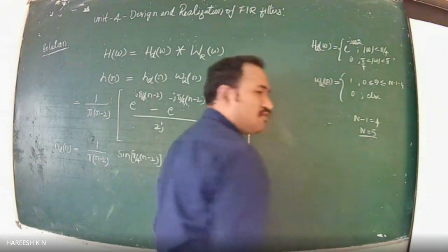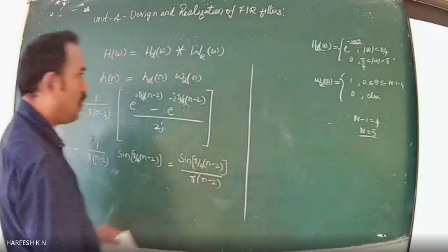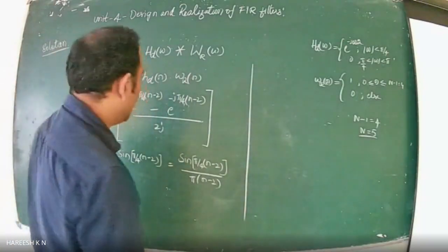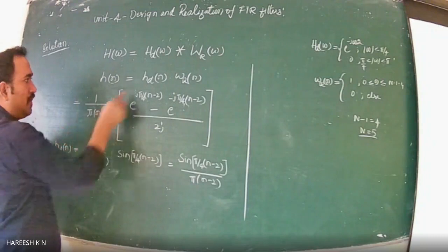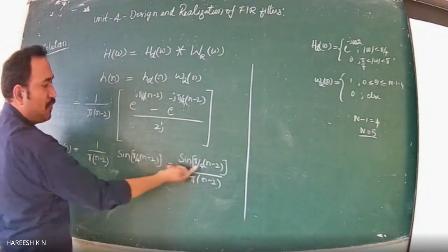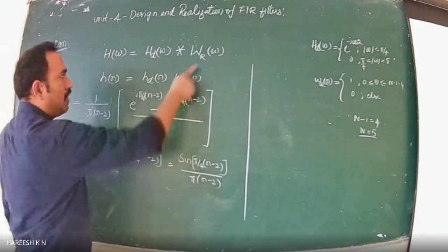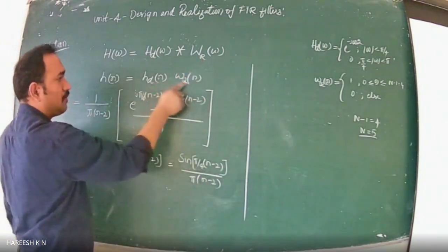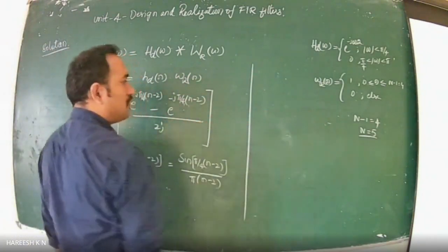Since N is equal to 5, which is odd, and we still don't know what h of n is, isn't it? We need to find it now, based on hd of n. hd of n has been obtained as sine pi by 4 into n minus 2 divided by pi into n minus 2. And we know what the window function is here, which has been given for N equal to 5, right?